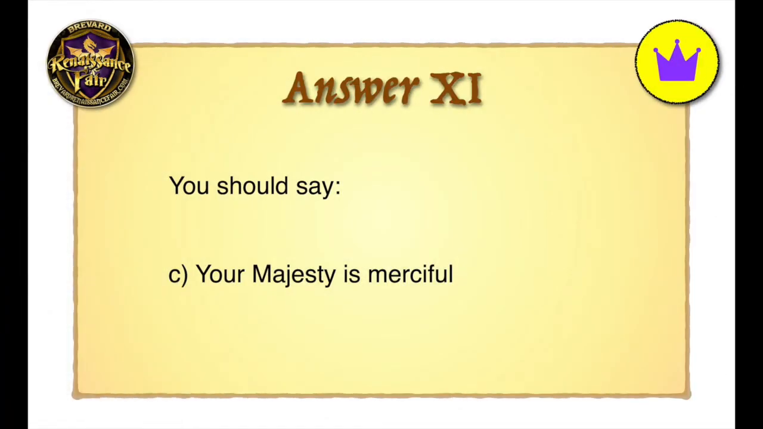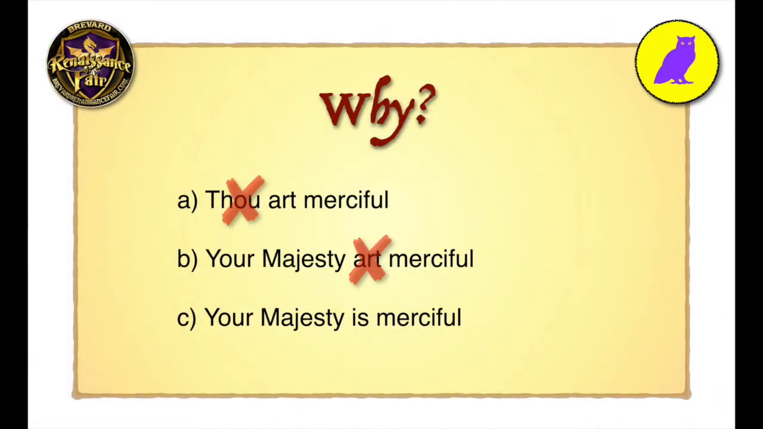The correct answer is C. Your Majesty is merciful. Why? Well, the king most likely is far above your station. So we speak to the king in the third person out of respect, like using the formal usted instead of tú in Spanish, or Sie instead of du in German.